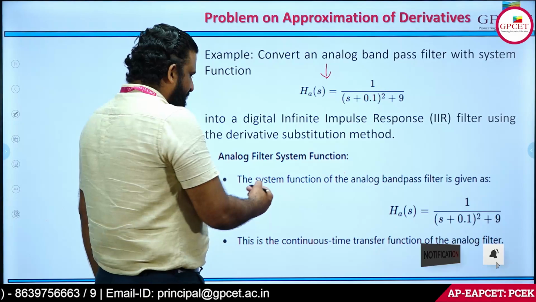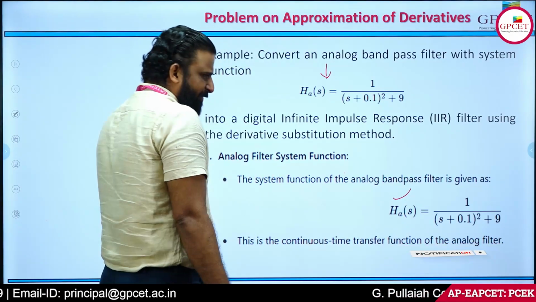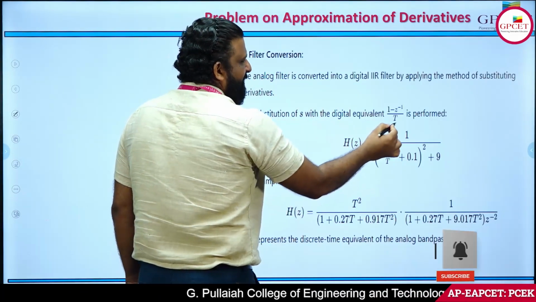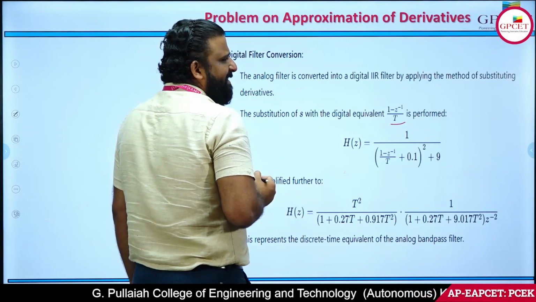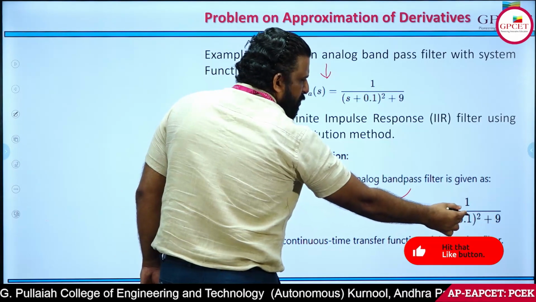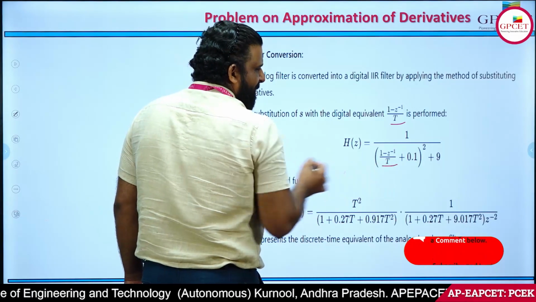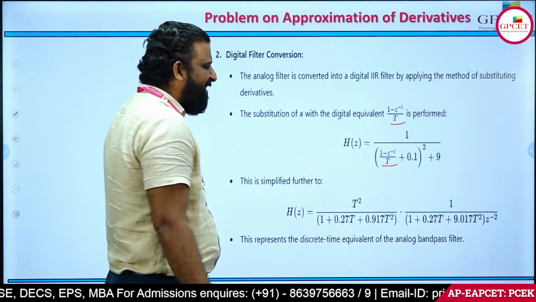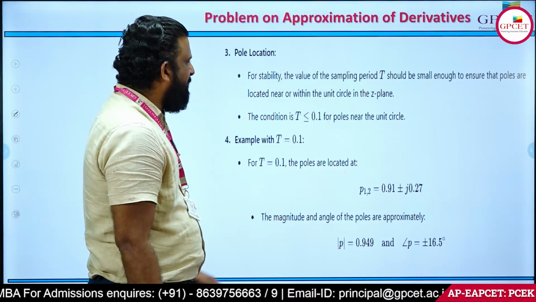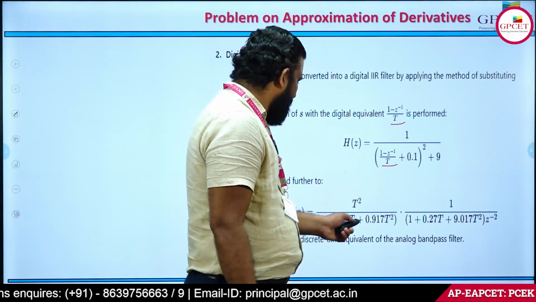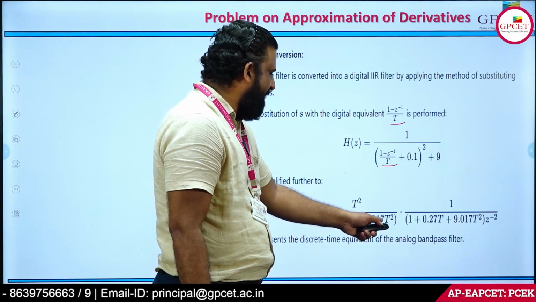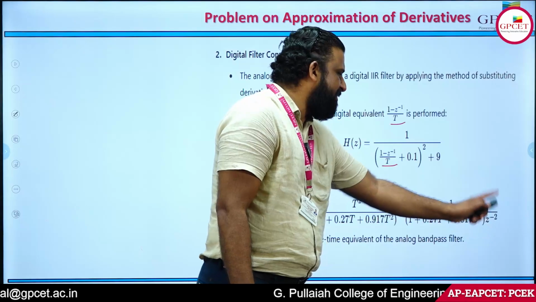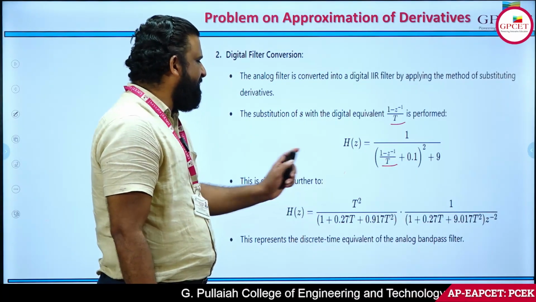So they have given the analog filter, which is HA(s). What we need to do for the digital conversion is, in the place of s, substitute 1 minus z inverse by t. So what is the equation? (s plus 0.1) whole square. We are substituting in the place of s, 1 minus z inverse by t. After substituting and simplifying that equation, we are going to get t square by 1 plus 0.270 plus 0.917 square into 1 by 1 plus 0.270 plus 9.017 square into z to the power of minus 2. After the simplification, we get this equation.